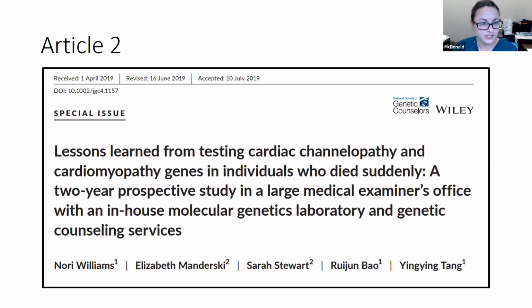Okay, so the second article is this one: lessons learned from testing cardiac channelopathy and cardiomyopathy genes in individuals who died suddenly. A 2-year retrospective study in a large medical examiner's office with an in-house molecular genetics laboratory and genetic counseling services. That is a name for an article.